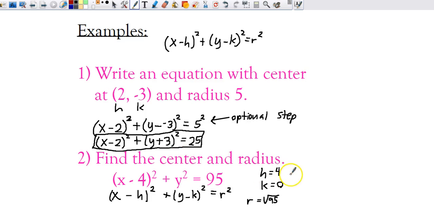So when I write my answer, my center is going to be 4, 0, and my radius will be the square root of 95.